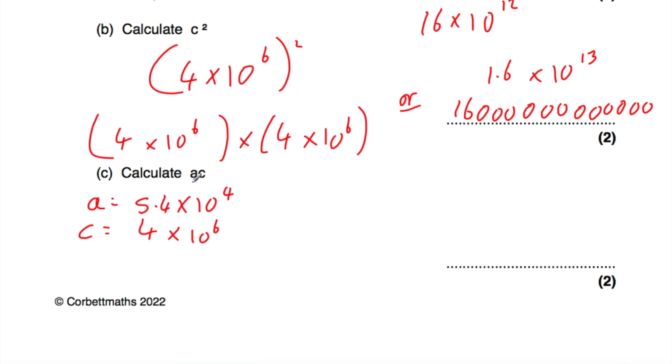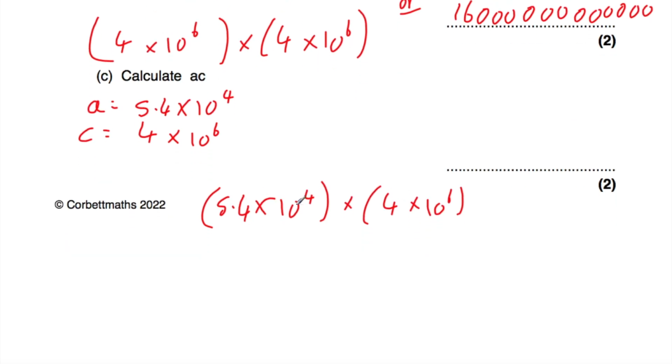And we need to work out AC, which is A times C. So let's multiply these together. So we're going to do 5.4 times 10 to the power of 4 multiplied by 4 times 10 to the power of 6. Okay, so let's take the numbers at the front and times them together. So we're going to do 5.4 times 4. To times by 4, I just tend to double and double it again. So doubling 5.4 would be 10.8, and doubling that would be 21.6. So 21.6 times 10 to the power of, and then just add the powers together. 4 plus 6 is equal to 10. So we've got 21.6 times 10 to the power of 10.